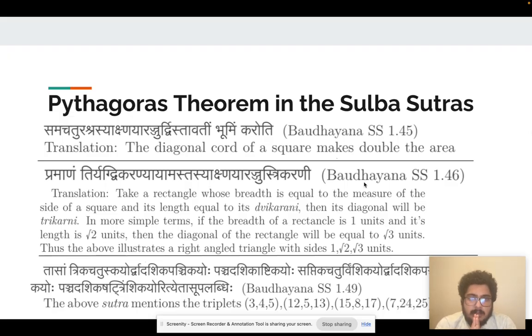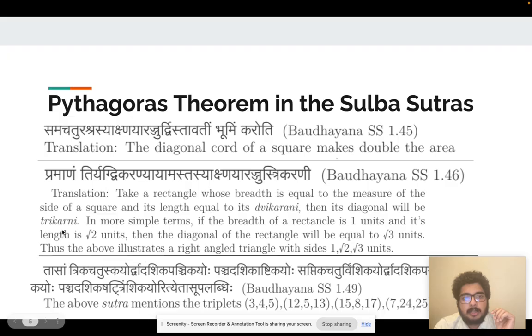Then it also moves and says, in another special case, take a rectangle whose breadth is equal to the measure of the side of a square. The length is equal to its Dvikarni. So these terms Dvikarni and Trikarni, when they appear in the Sulba Sutra, Dvikarni means square root 2, Trikarni means square root 3. Karni means the square root, and Dvi, Tri are the numerals 2 and 3. So if you take a rectangle whose one side is equal to L, the measure of the side, this is the breadth L, and its length is equal to Dvikarni, that is root 2 L.